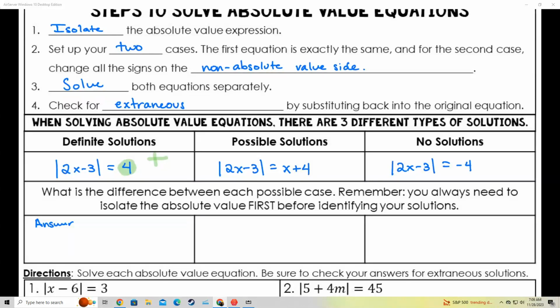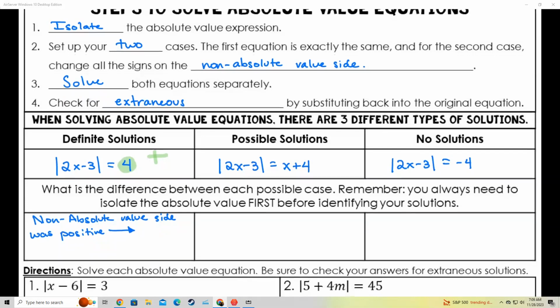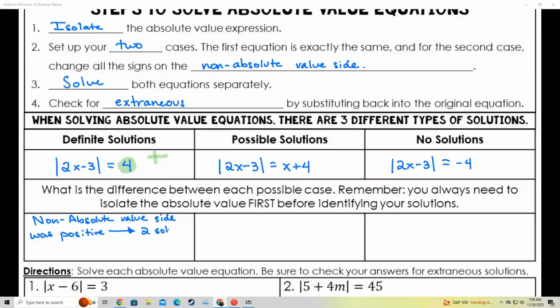Let me write the non-absolute value side. That is to say, the side that does not have the absolute value was positive. And when you have that case, then you're going to end up with two solutions. There are going to be two answers, okay? I'm going to skip the middle one for now. We're going to go to the last one.